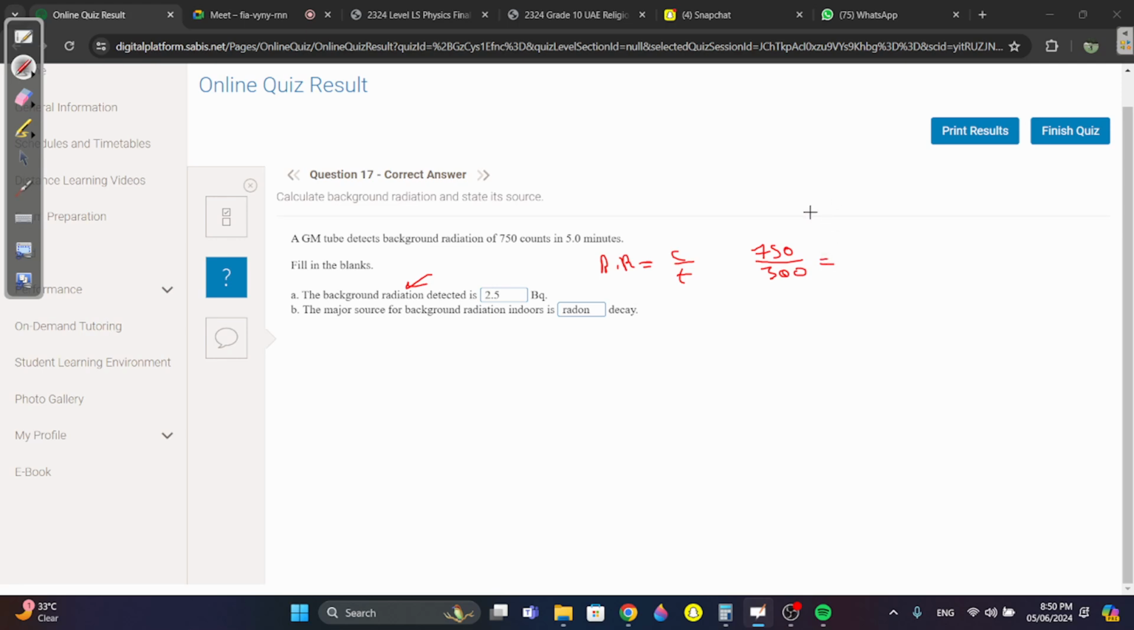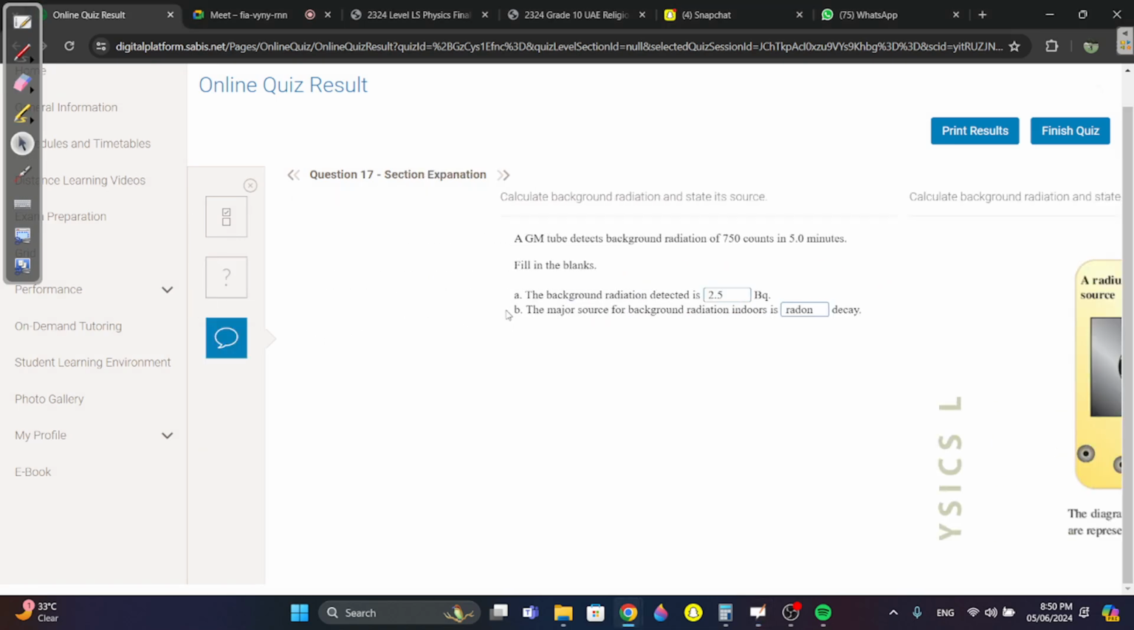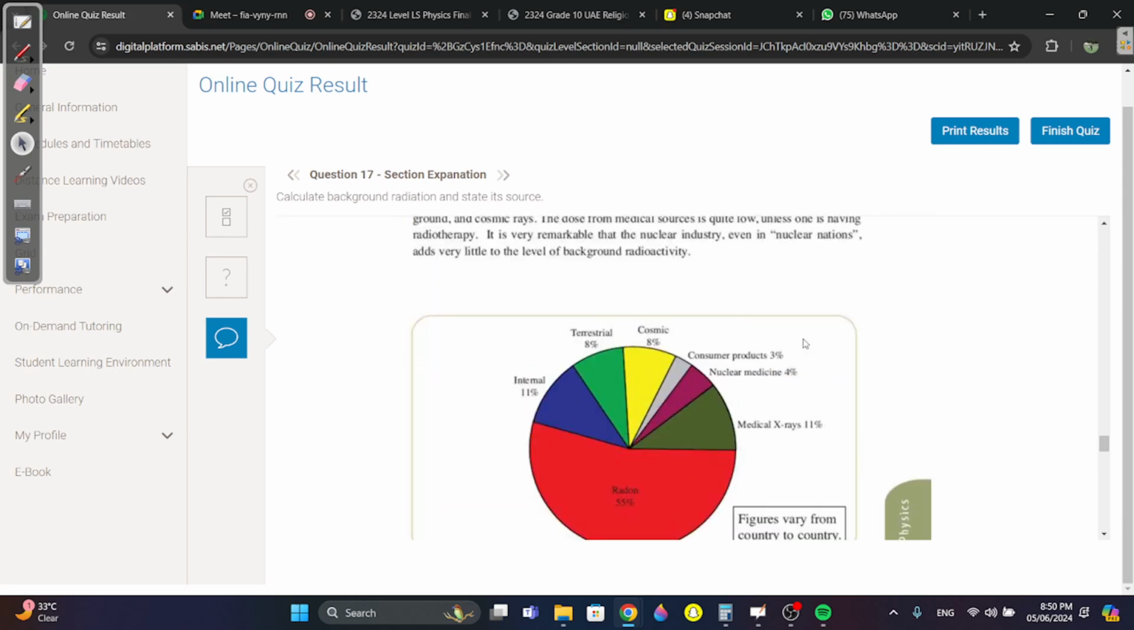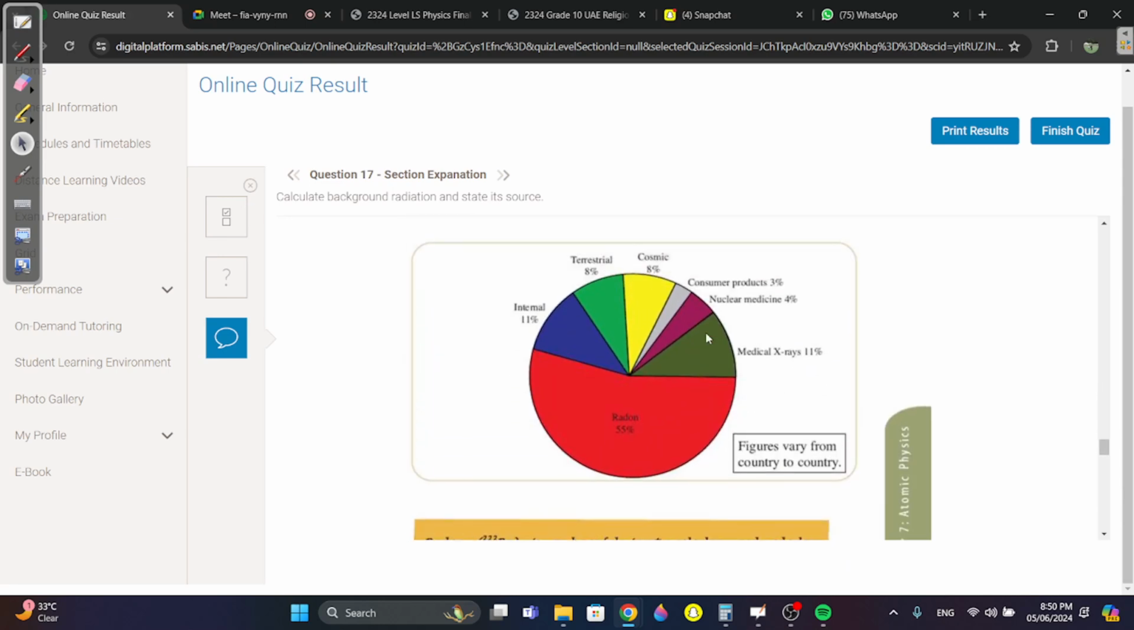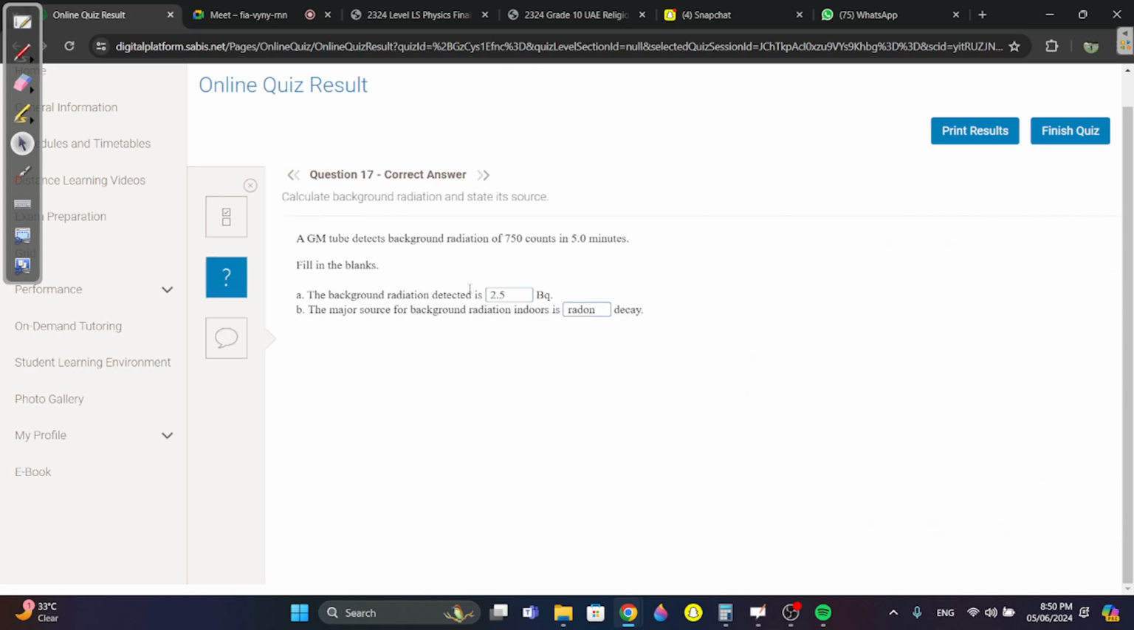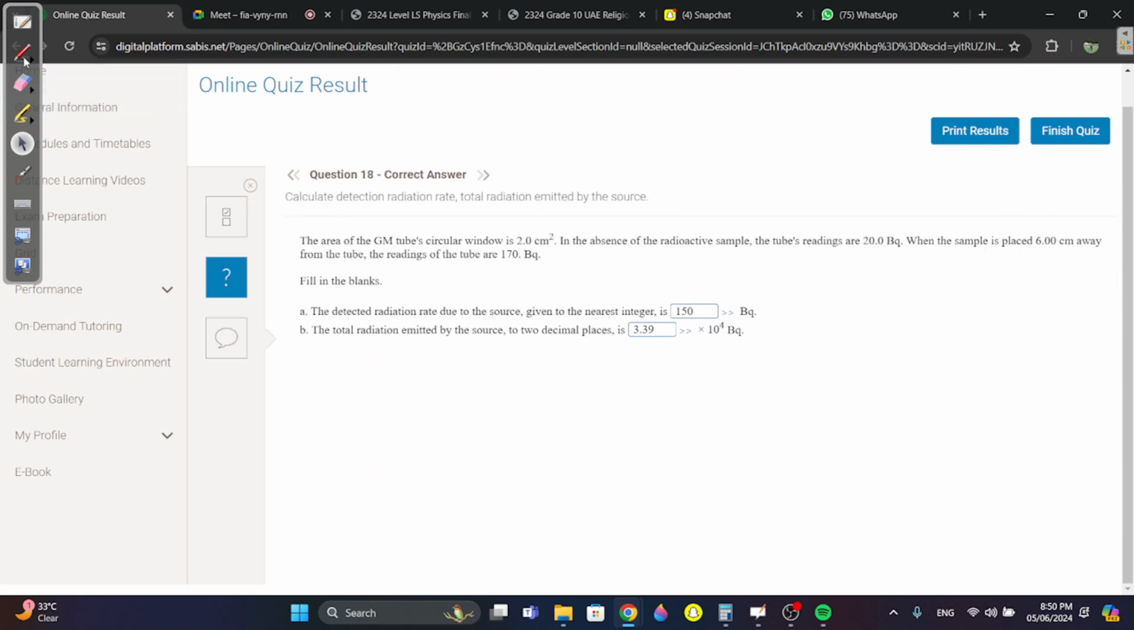So the counts here, the background radiation would be 2.5. Okay, what is the major source of background decay indoors? It's always radon. Okay, just memorize it. It's in the book. They gave you a chart for the sources of background decay. I'll show you just in case. Radon contributes to 55%, and these are the rest. Medical X-rays, internal, whatever.